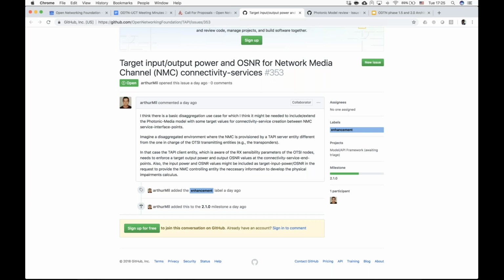But for the request itself, I think it should not be so hard to specify the list of parameters that characterize the signal from the transceiver and the reception in terms of the validation of the physical impairments. As you have mentioned before, maybe just with the transmission power, transmission OSNR, and the requirements in the reception.